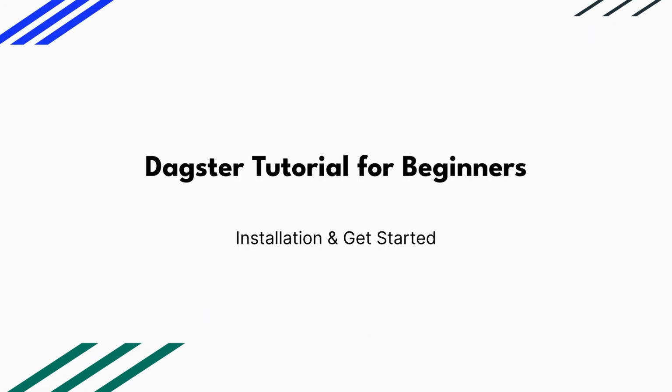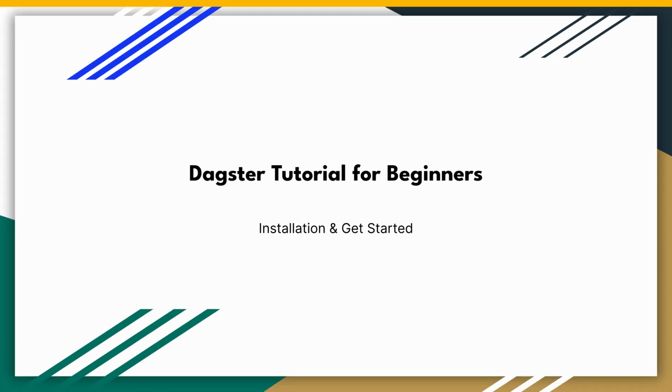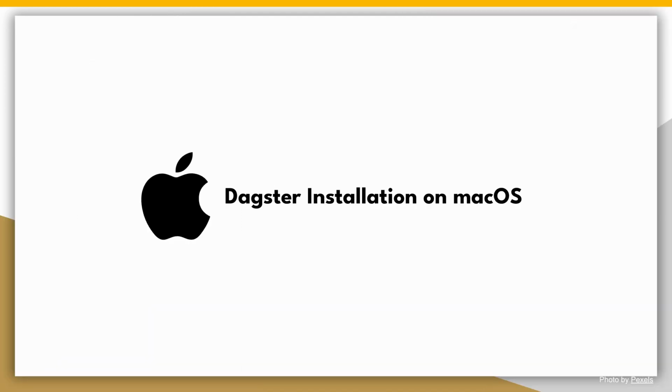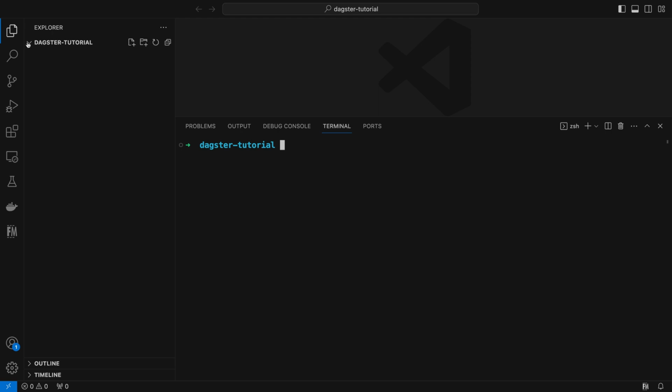In this video, I will show you how to install Dagster on macOS and Windows and create your first Dagster asset. Sounds exciting? Let's get started. I'm currently on macOS. To install Dagster, you'll need a Python version above 3.8 as it's a requirement for Dagster. Let's check the Python version using the command python --version. Here, I have Python version 3.10 installed.